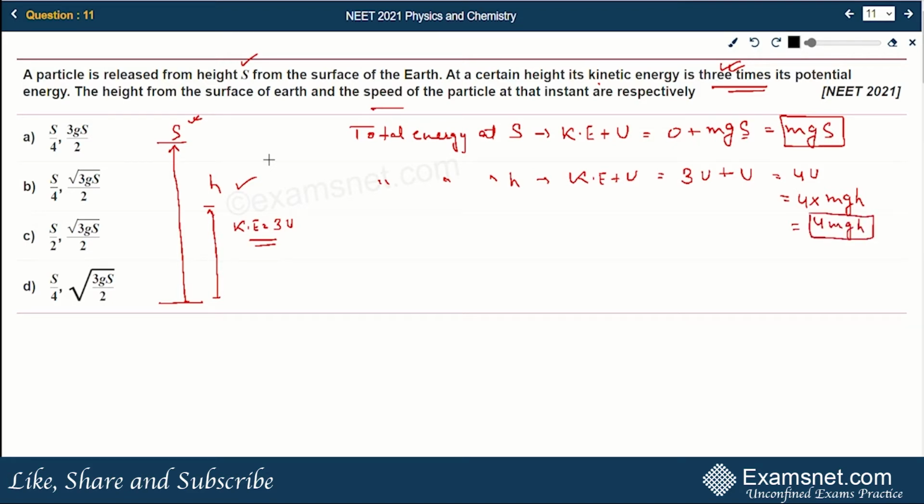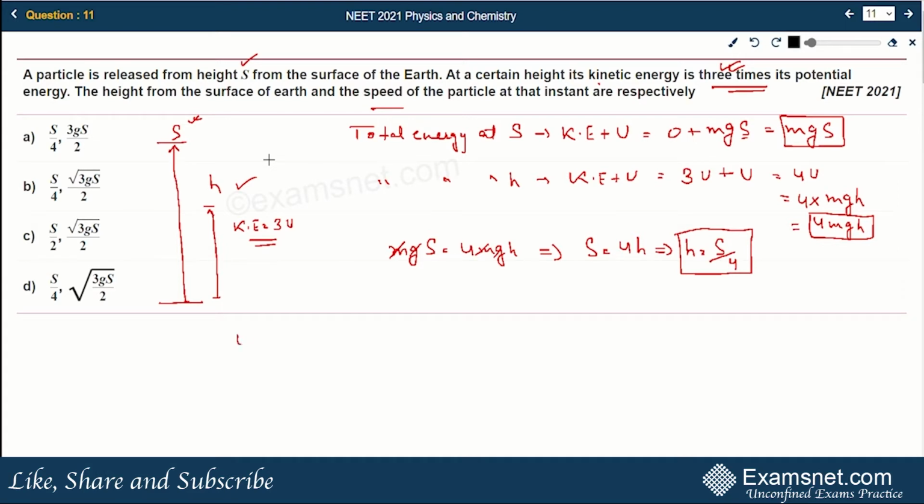Also, we know that the total energy will remain same. That means mgs will be equal to 4mgh, right? m cancelled, g cancelled. So we get s equals 4 times h, or you can say h is equal to s divided by 4. So this is the height.